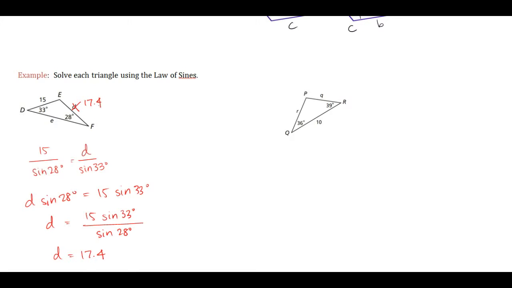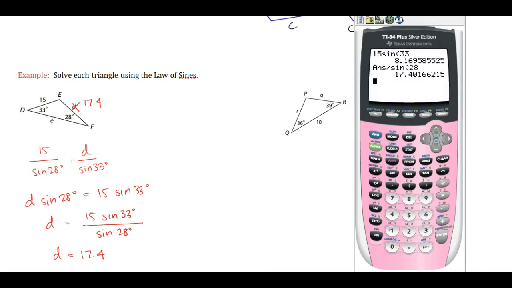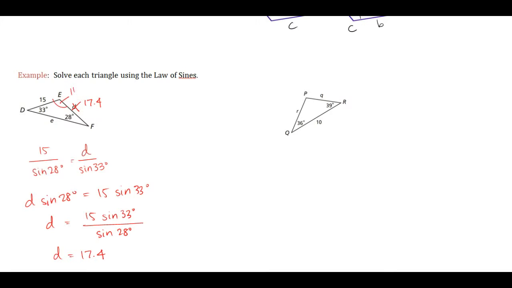And now I can go ahead, and when it says solve the triangle, it says solve for everything. So I can tell you, by the way, I could have told you angle E a long time ago. I could have said it's 180 minus 33 minus 28. And that would be 119 degrees. So this is 119 degrees.